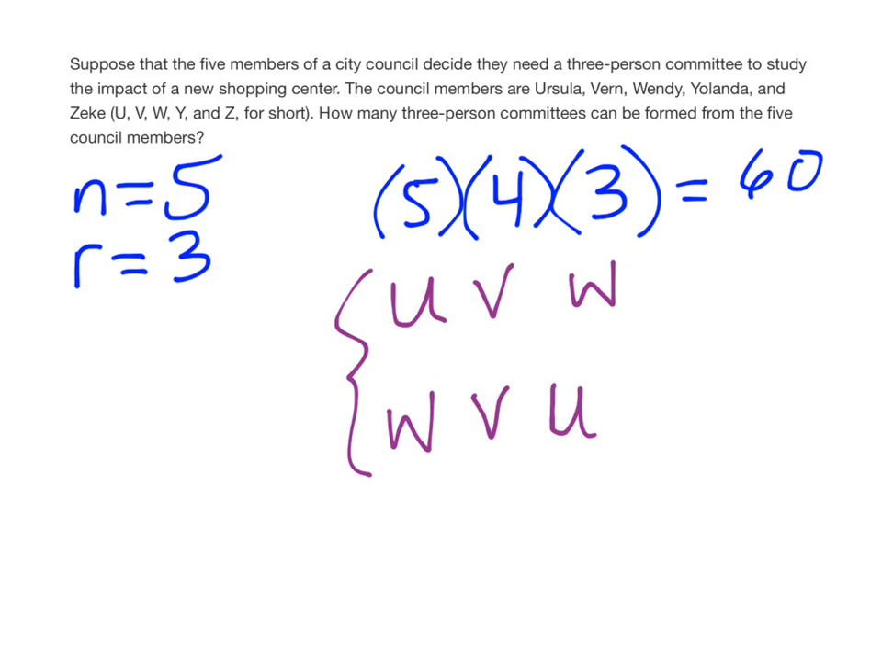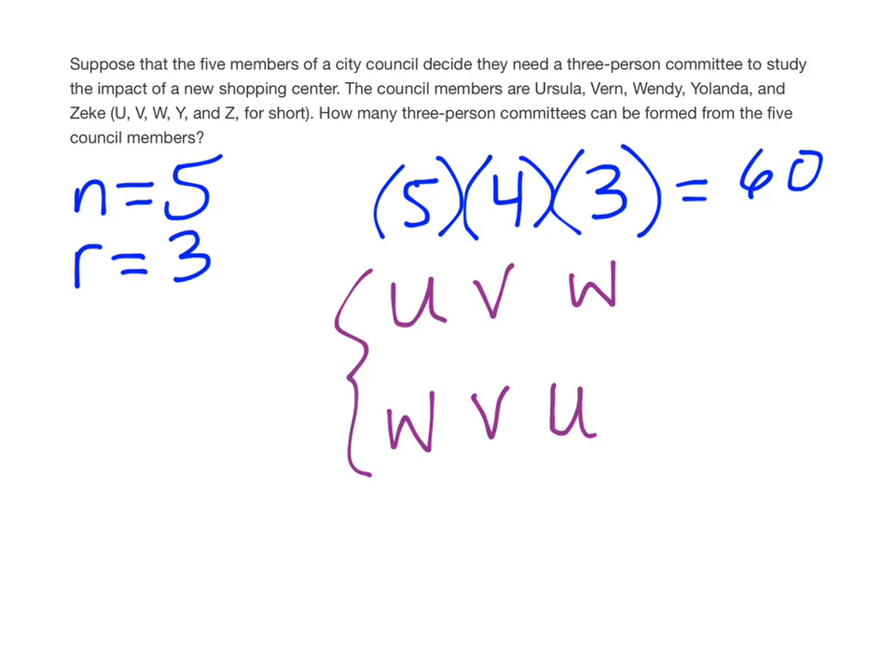There aren't different roles on the committee. They all have an equal part. So really order makes no difference. That's why we want to treat this as a combination. So now the question is, out of this list of all 60 different arrangements, how do we get rid of the overcounting that happened?